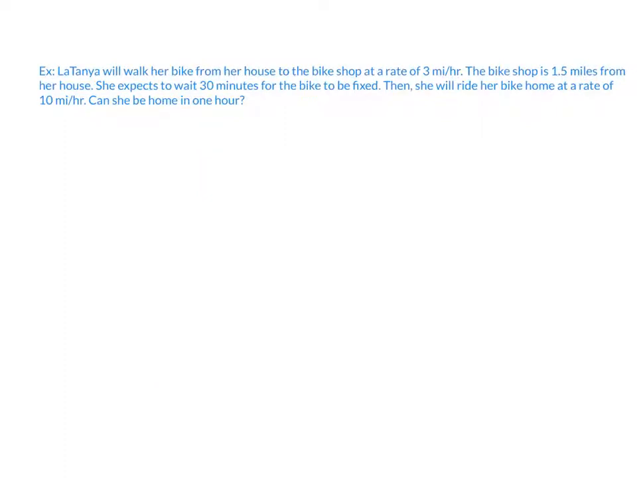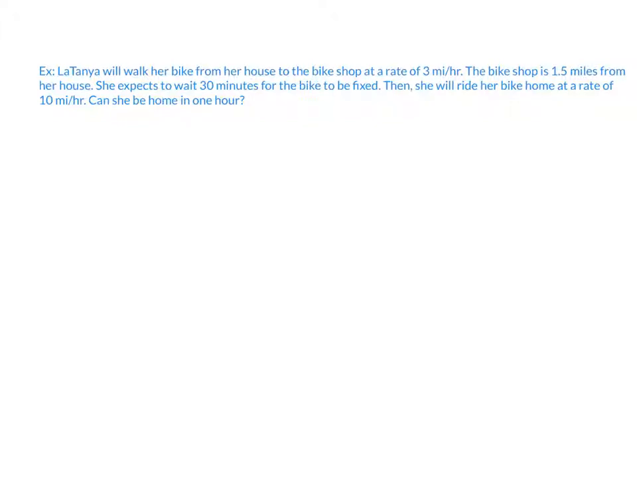So let's look at a different type of word problem. This time the problem says, Latanya will walk her bike from her house to the bike shop at a rate of 3 miles per hour. The bike shop is 1.5 miles from her house. She expects to wait 30 minutes for the bike to be fixed. Then she will ride her bike home at a rate of 10 miles per hour. Can she be home in 1 hour?